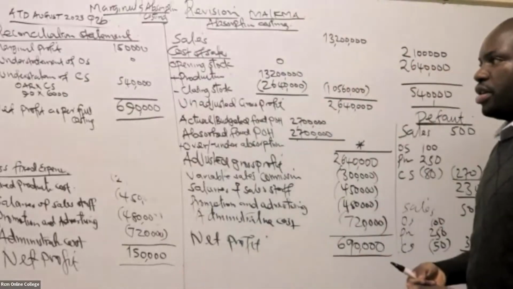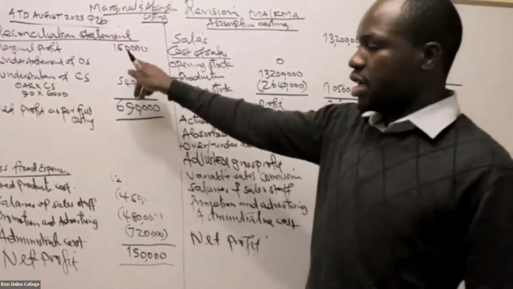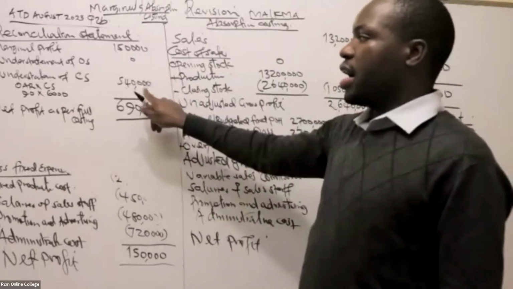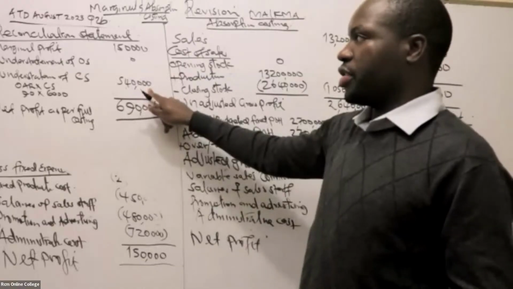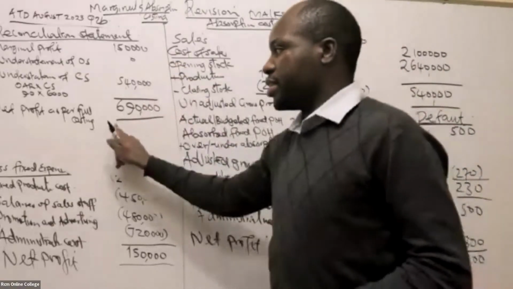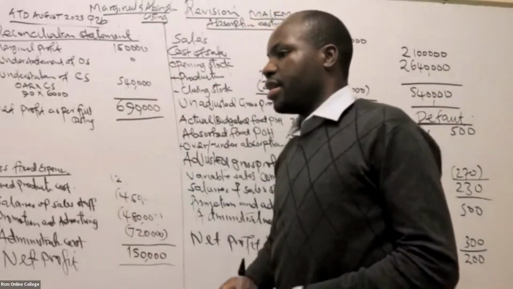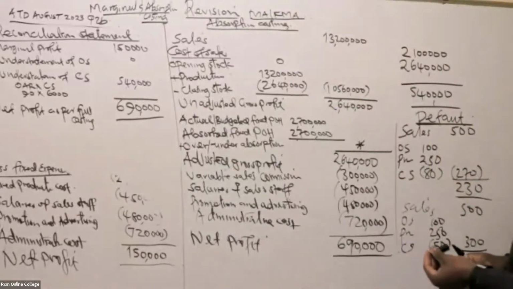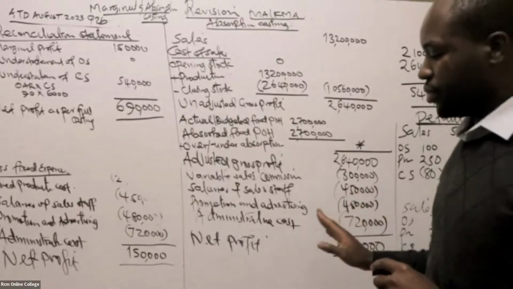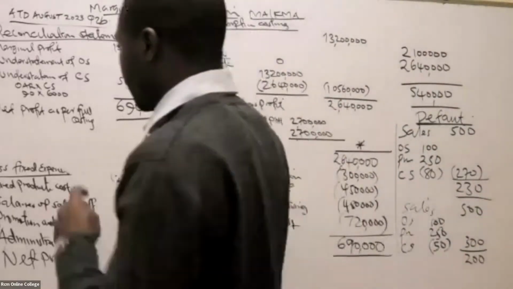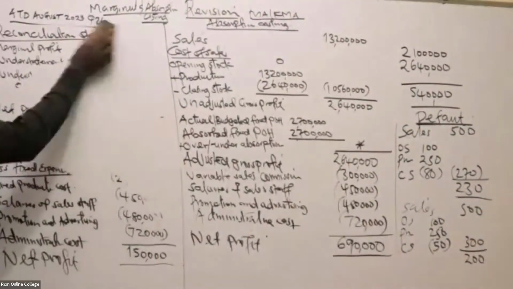So that's what we did. We deducted understatement of opening stock. We add back the understatement of closing stock to get back to the real profit. When you do that, you can see here clearly that the accounts are actually reconciling. So are we done with this concept? Good.